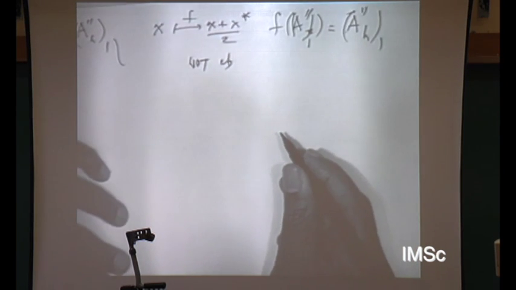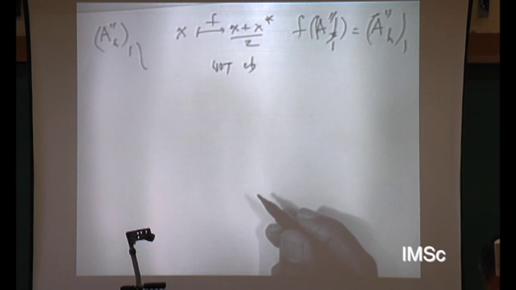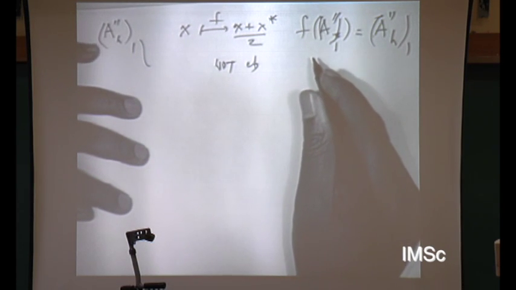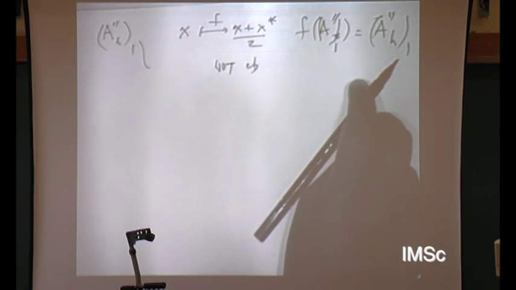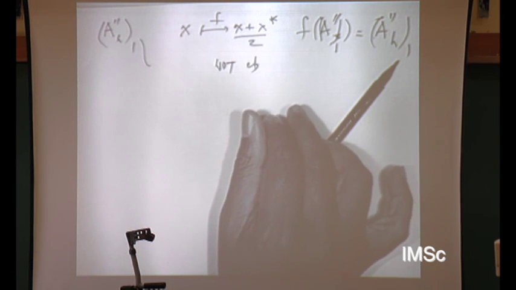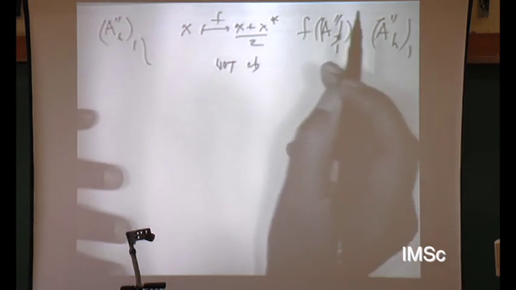So maybe I should go back and take another look at the sigma weak topology. See if he appeals to that. So he doesn't even appeal to that.